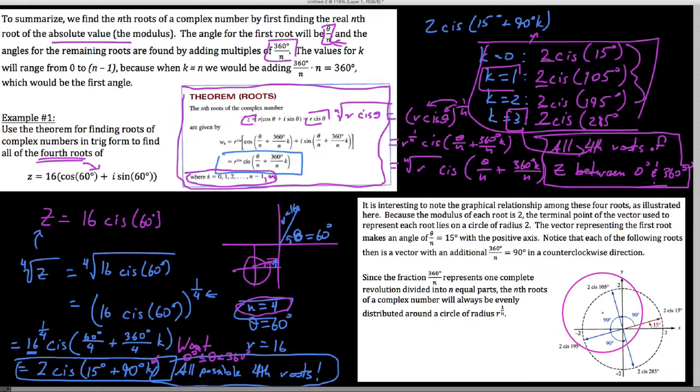And the funny thing about roots of complex numbers is that they are always evenly spaced around the outside of, say, some circle here. So that is how you find the nth root of a complex number in trig form.